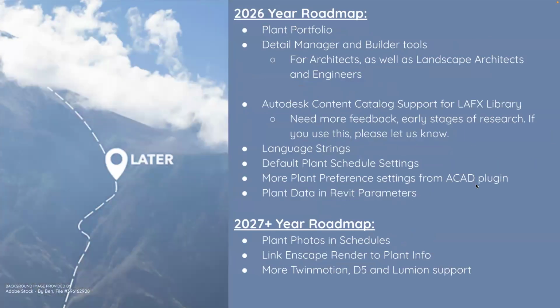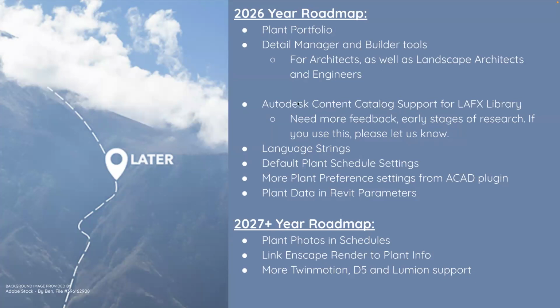Finally, what's later? So that you can expect, okay, what can I expect soon? What can I expect later? Plant portfolio, I would love to get it out this year, but with all the things on that list, I'm not sure. We'll see. But definitely it should be out by early 2026 at the absolute latest. Then we have a detail manager and builder tools. We have been talking to a few architecture offices, particularly multidisciplinary offices with landscape architects who already use Land F/X and the detail tools in the CAD side, and just really having serious talks about how this should function and what's going to be beneficial to them.